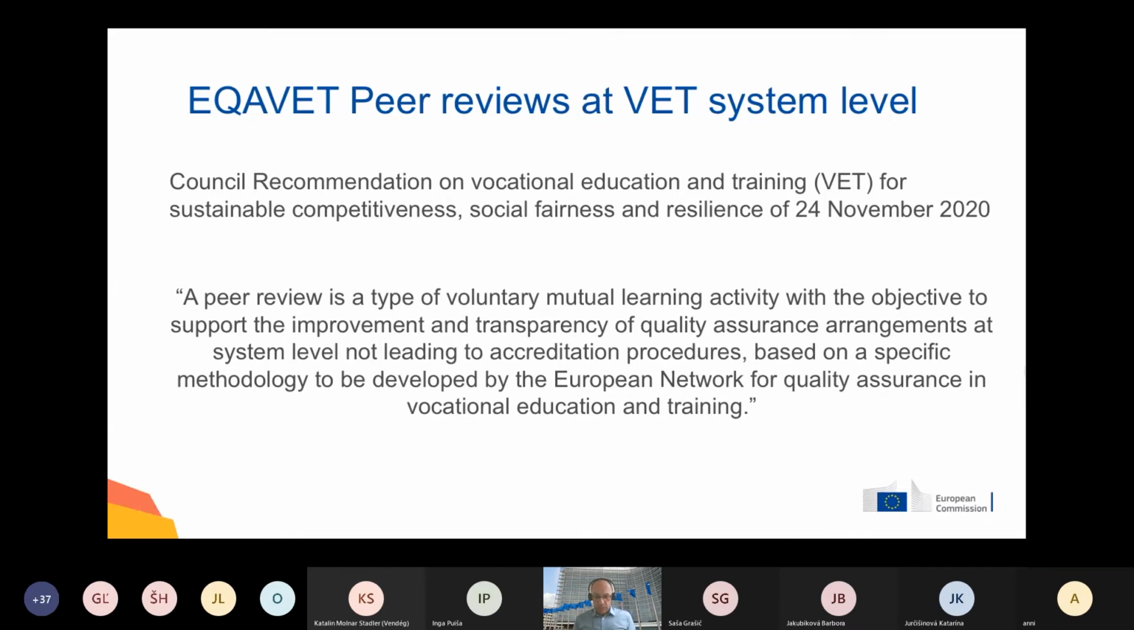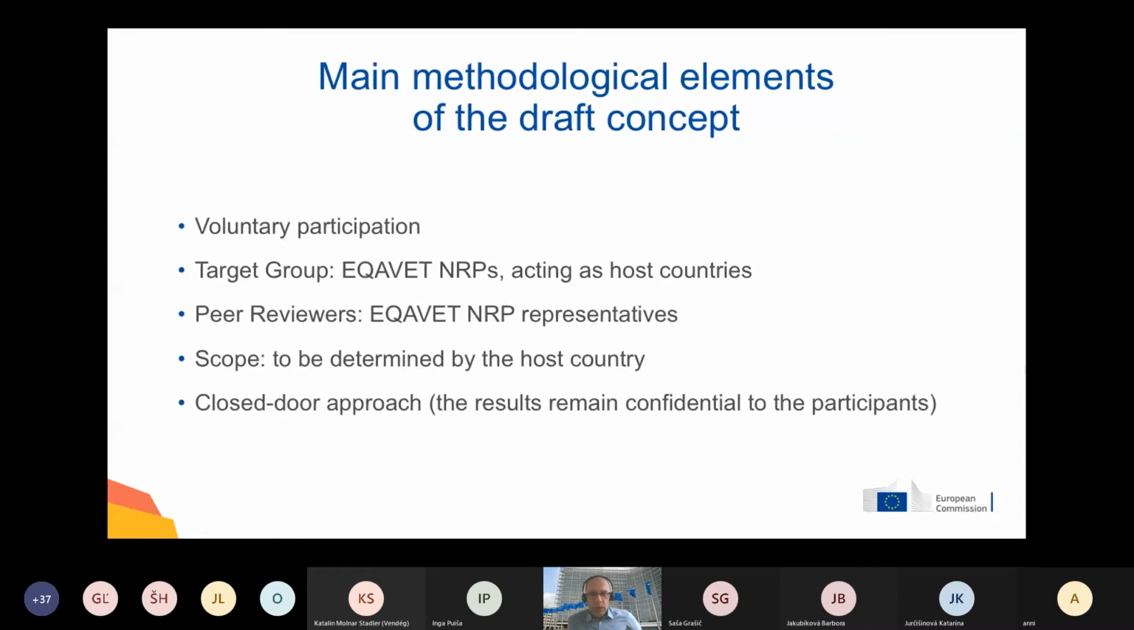The next slide, please. So, what are the main elements of this concept? First of all, it's a voluntary process or exercise. Countries can declare that they are interested to host a peer review. So it's not at all a compulsory thing or an obligation. And then they can declare that they are interested to host a peer review.